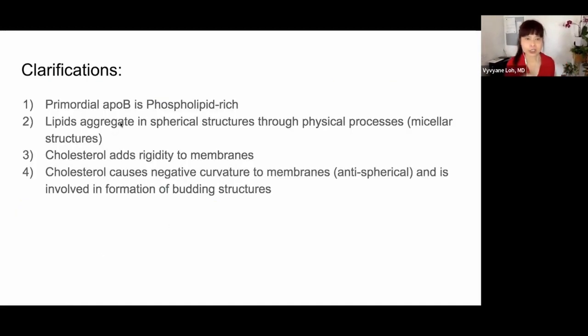So my clarifications here: primordial ApoB is not actually cholesterol rich. It appears to be phospholipid rich. The lipids aggregate in spherical structures through physical processes, so those micelles. Cholesterol does add rigidity to membranes, and cholesterol causes negative curvature to membranes. So actually it's anti-spherical and is involved in the formation of budding structures, okay? So I think that's important to remember.